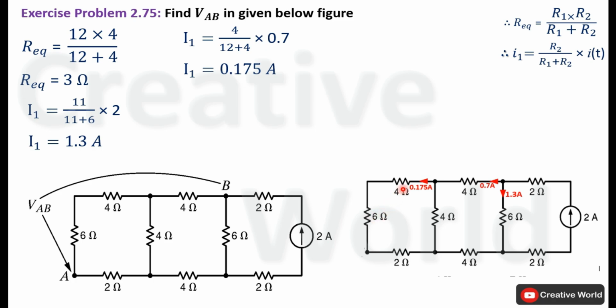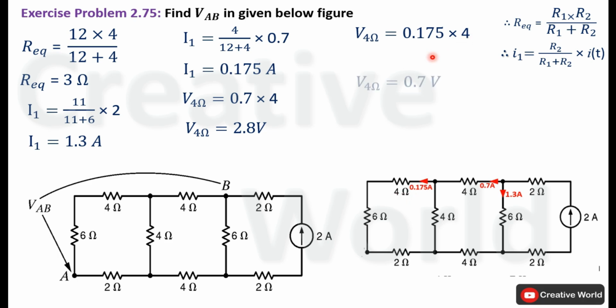Now we can calculate voltage across these resistances one by one. Voltage across this 4 ohm resistance will be the product of resistance and the value of current through it. 0.7 multiplied by 4 ohm, voltage will be 2.8 volt. Similarly, voltage across this 4 ohm resistance will be the product of 0.175 ampere and the value of resistance 4 ohm. Voltage across this resistance will be 0.7 volt.